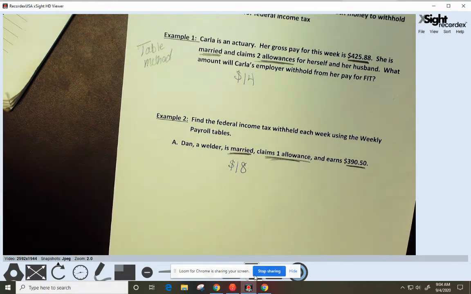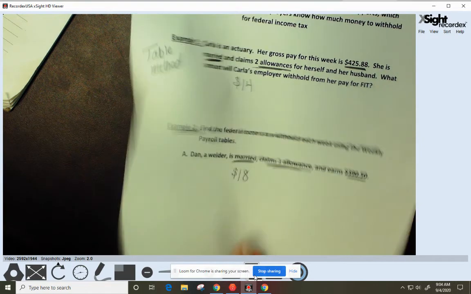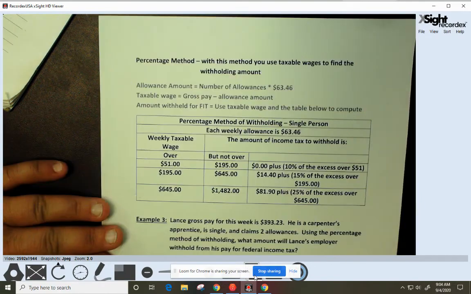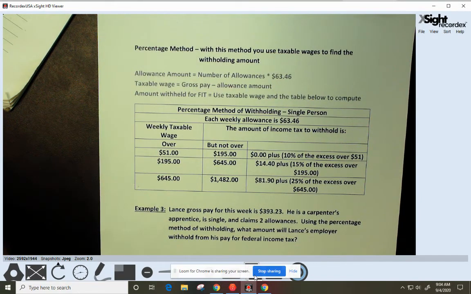One thing about your table is everything's rounded to the whole dollars. In the percentage method, we could have cents coming out. So when you look at your paycheck for the federal income tax that's coming out, you can kind of tell if it is going to be a percentage method or a table method, because a lot of your table methods will be whole dollars in most cases. Your percentage method could be whole dollars, but more than likely you're going to have some dollars and cents.